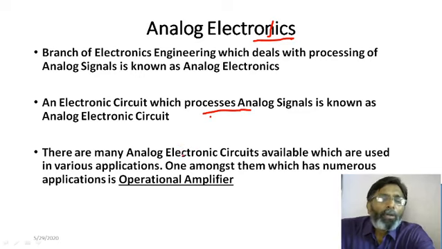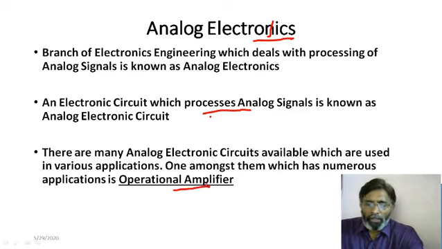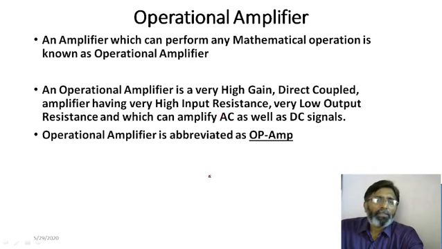Now, there are many analog electronic circuits available and they are used for various applications. Here we are going to study one analog electronic circuit which has numerous applications, and it is known as the operational amplifier. Now, what is this operational amplifier? We will see that.